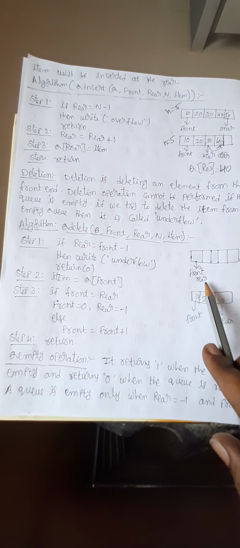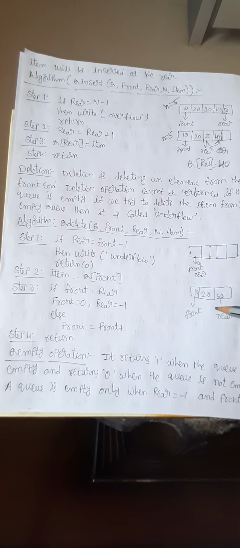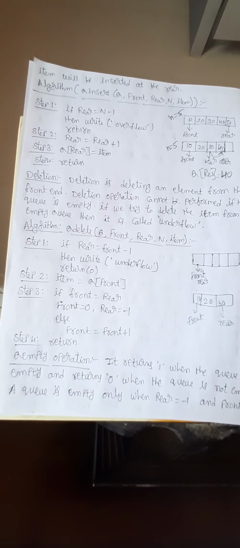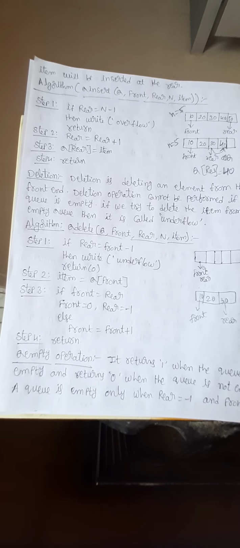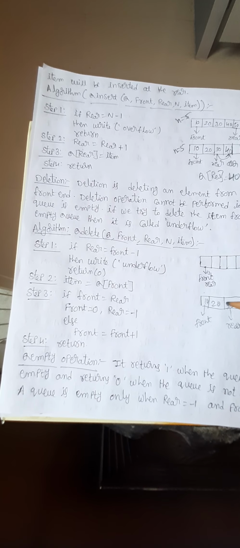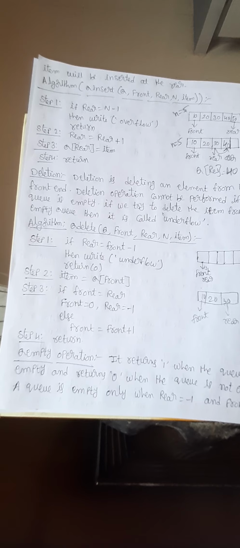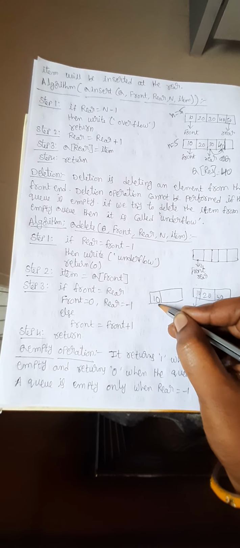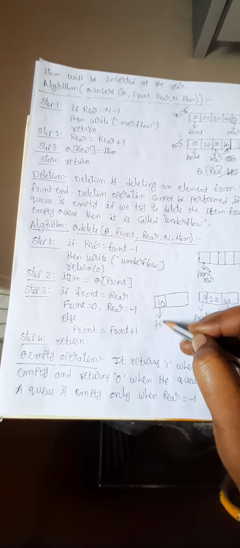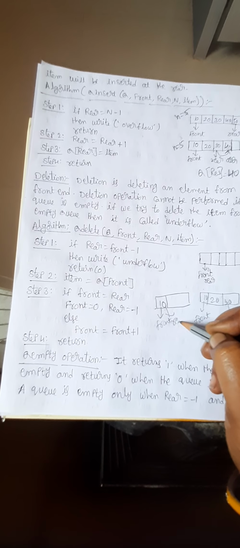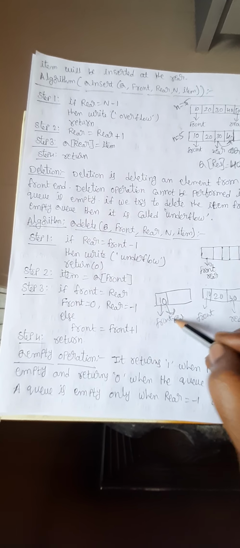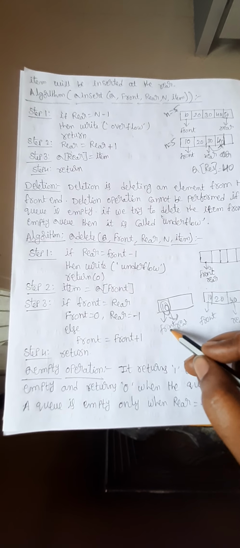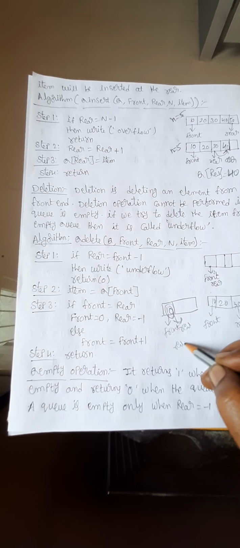It will check the condition: if front equals rear, meaning the queue becomes empty, then the front value will be 0 and rear will become minus 1. After removing, if front equals rear, it will set front equal to 0 and rear equal to minus 1. Here it contains only one element. This is the front as well as the rear, because it contains only one element. Whenever we remove this element, front value will be 0 only and rear value will become minus 1.